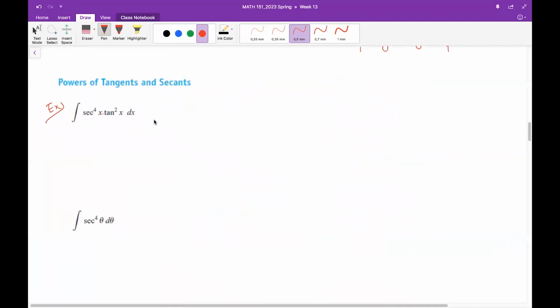And let me try this example now. Okay, we will be using secant square x. There is a trigonometric identity for that, depending on tangent square, like that. So to be able to use it, you should decrease this power. You should separate some powers.